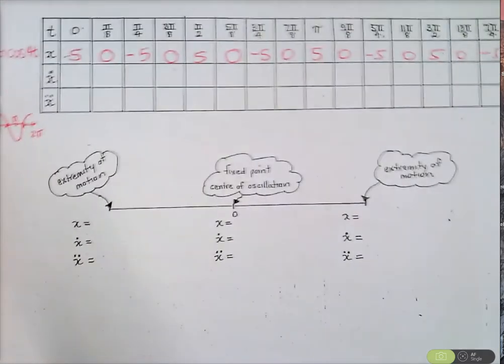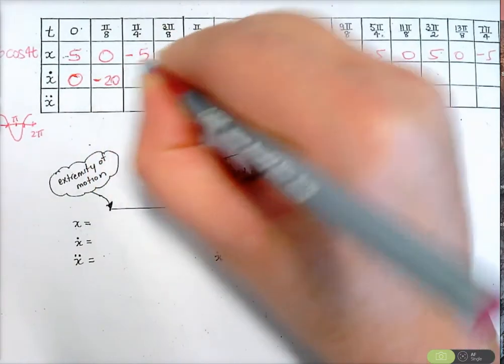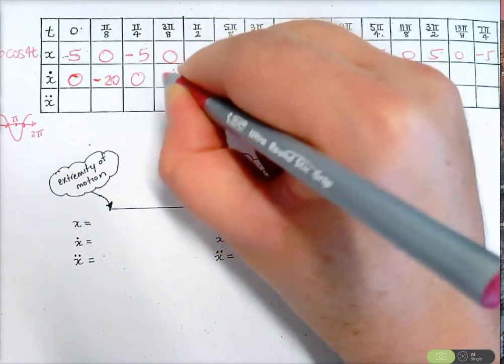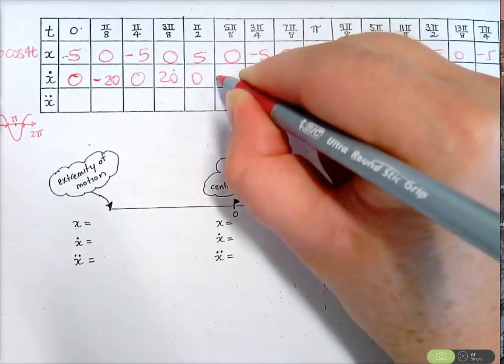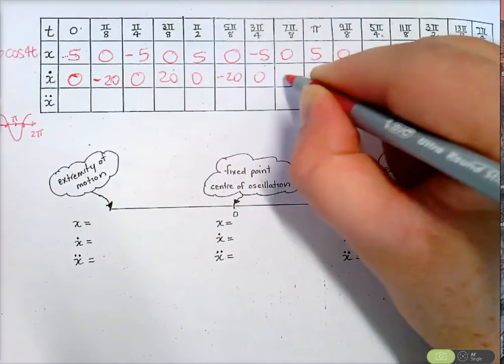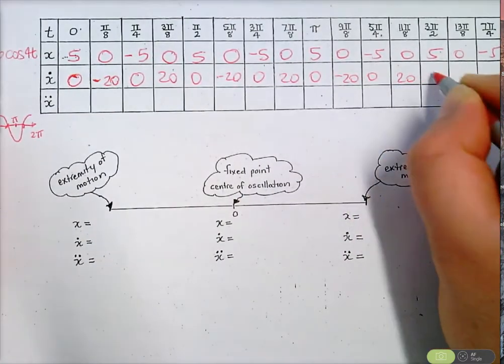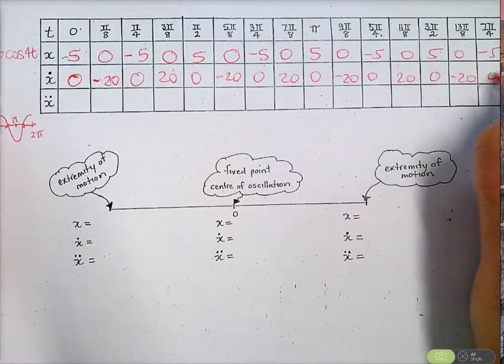Now, what have we got? So for velocity, the first one was 0, and then we had negative 20. Is that right? And then we had 0, positive 20, 0. And then we just keep going the same: negative 20, 0, positive 20, 0, negative 20, 0.